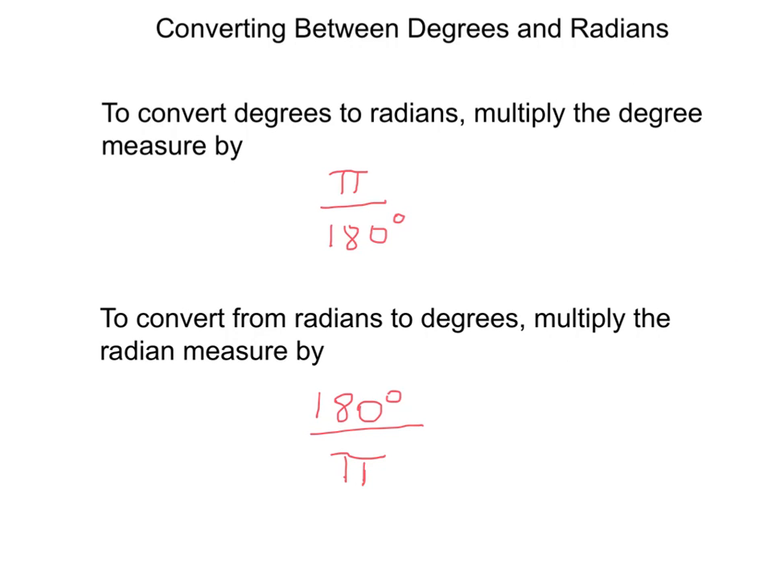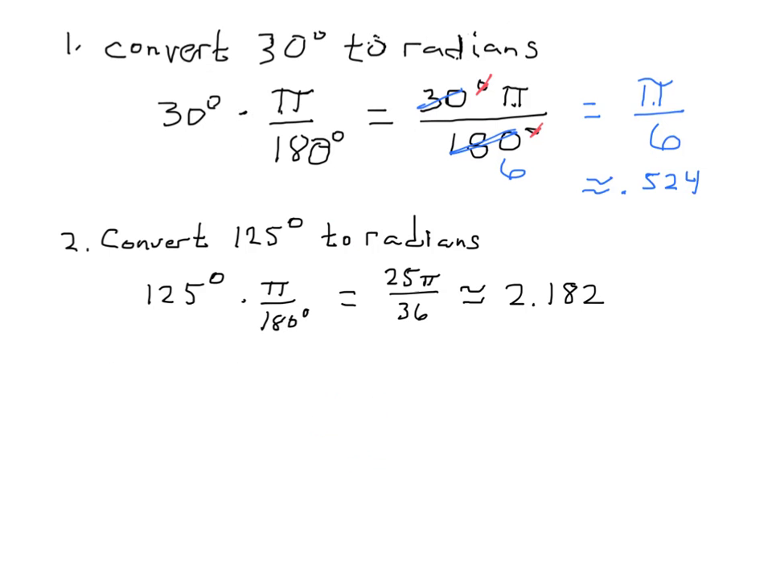One of the things that we're going to ask you to do is also to convert between degrees and radians to degrees. So we have 2 conversion factors. The first one, to convert degrees to radians, I'm going to multiply the degree measure by pi over 180 degrees. To convert from radians to degrees, I'm going to multiply the radian measure by 180 degrees over pi. Let's take a look at a couple examples of this.